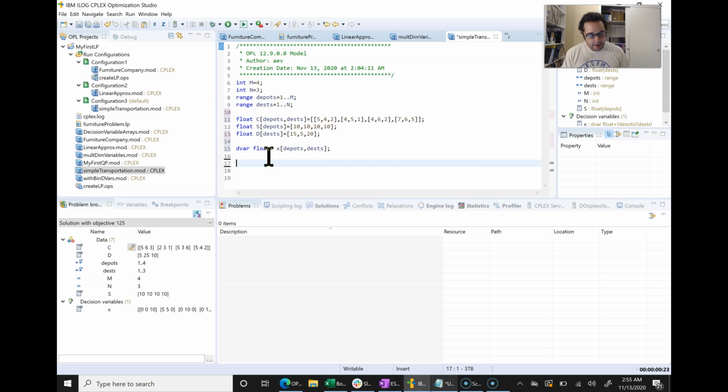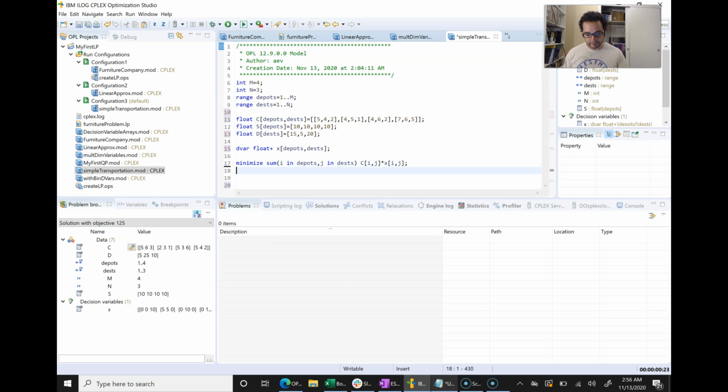The next step is going to be writing out our cost function and our constraints, and we'll do this using the double sums and the foralls. So first let's start with a minimize, and what we want to do is minimize the double sum of Cij times Xij. So we're going to minimize the sum of i in depots, j in destinations, of C i,j times x i,j.